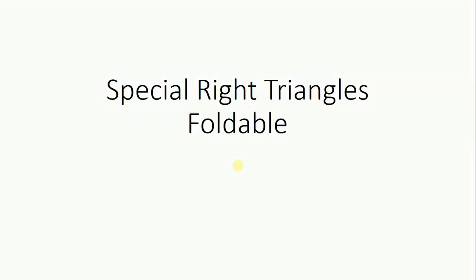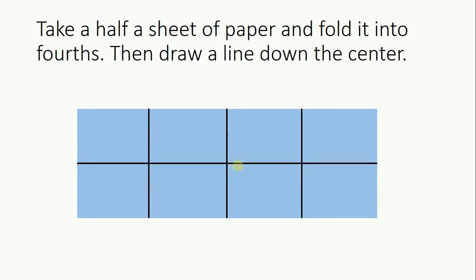Hello, Legacy students. Today we're going to talk about the special right triangle foldable. In case you were gone in class today, this is for you to make that foldable. You're going to need to find half a sheet of paper. It doesn't matter what color it is.